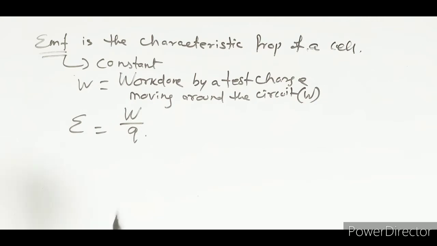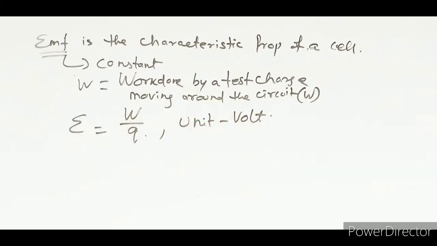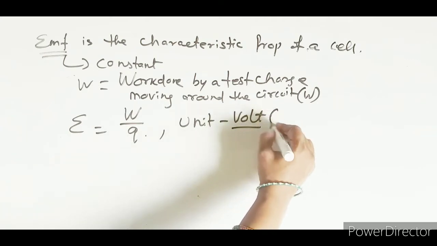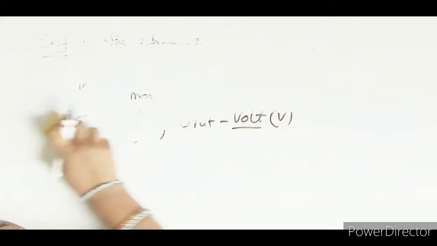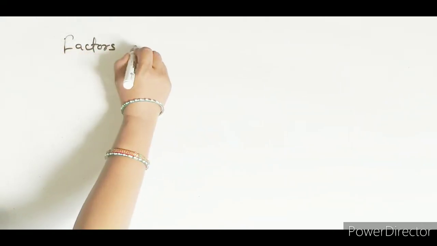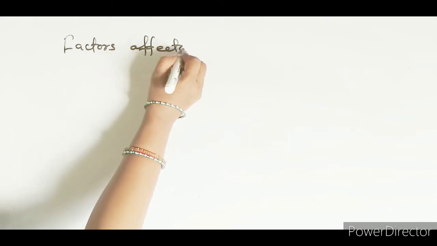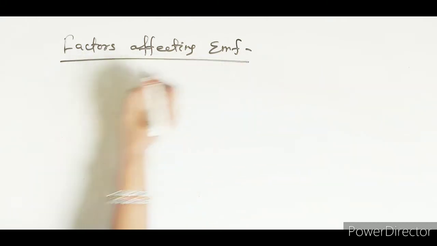So what will be its unit? Its unit is volt. As it is the potential difference, its unit is volt and it is represented by V. Clear? Now we will go for the factors affecting the EMF of a cell. This one is very interesting. Let us go for it. Factors affecting EMF.